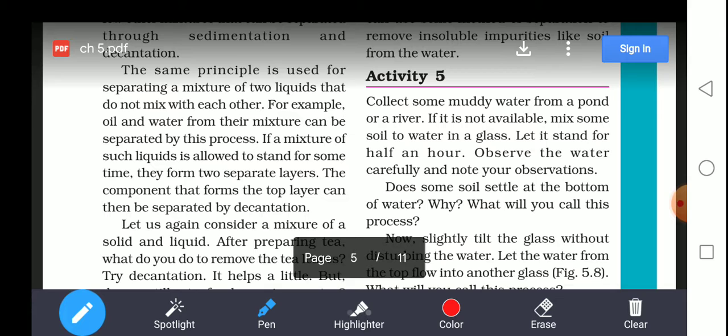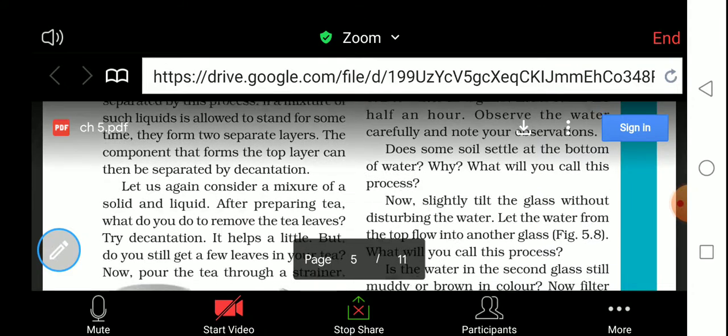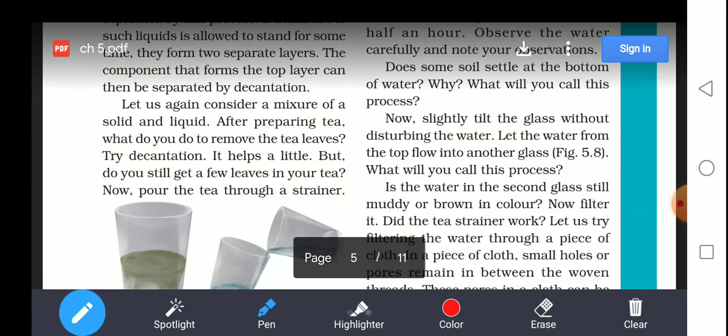So here we have seen many examples. If you go to the fruit market, they are making juice. What about the liquid fat, whatever we are consuming? They are separating the solid fat and removing it. This is how they separate solid and liquid fat. So the component that forms the top layer can be separated by decantation.